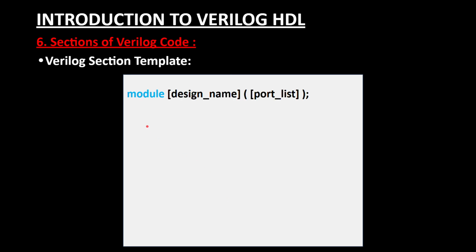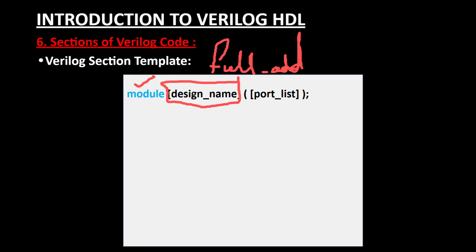Firstly, we use the module keyword and give the module name. For example, I'm going to make a full adder, so I give the name full adder. It is called an identifier. There are some rules for the identifier, similar to C but with some changes. Those will be discussed in the fourth video, so stay tuned to this channel. We can give this name as full adder, or as D flip flop, as we have taken in the previous case.